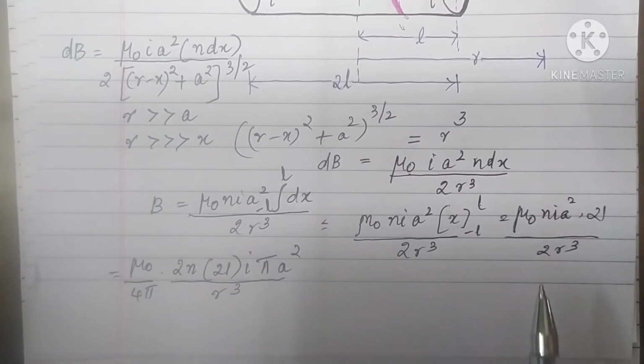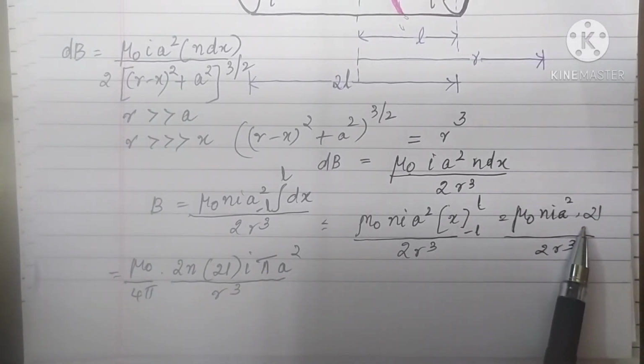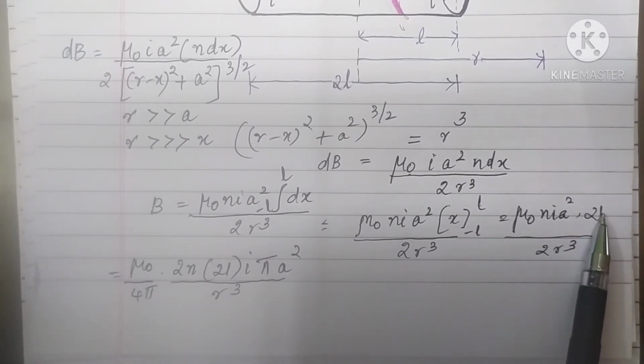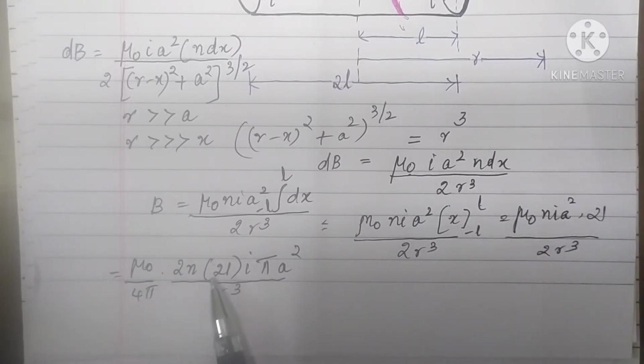Clear for you? That 2 gets actually cancelled, then multiplying and dividing by 4 pi. So here this is 4 pi given here. In the numerator there is 4 pi. I wrote it as 2, then 2 and pi.